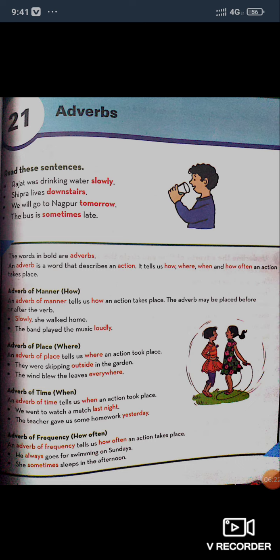So these are all four types of adverbs with the definition. An adverb is a word that describes an action, and for the action it tells us how, where, when, and how often an action takes place.